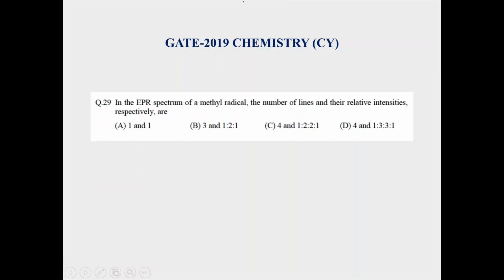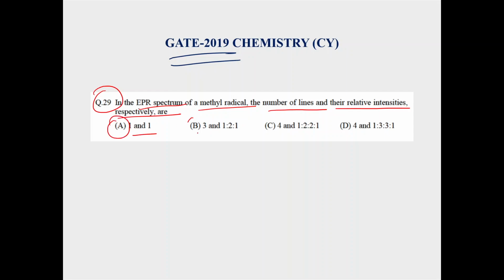So the next question is this. This question is also from GATE 2019 chemistry. Question number 29. In the EPR spectrum of a methyl radical, the number of lines and their relative intensities respectively are: option A, 1 and 1; option B, 3 and 1:2:1; option C, 4 and 1:2:2:1; option D, 4 and 1:3:3:1.